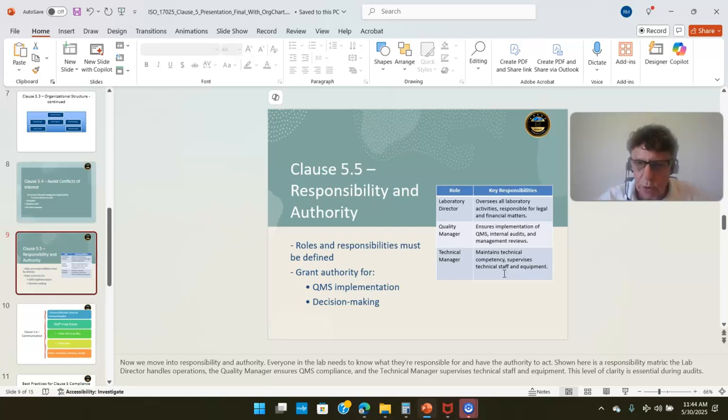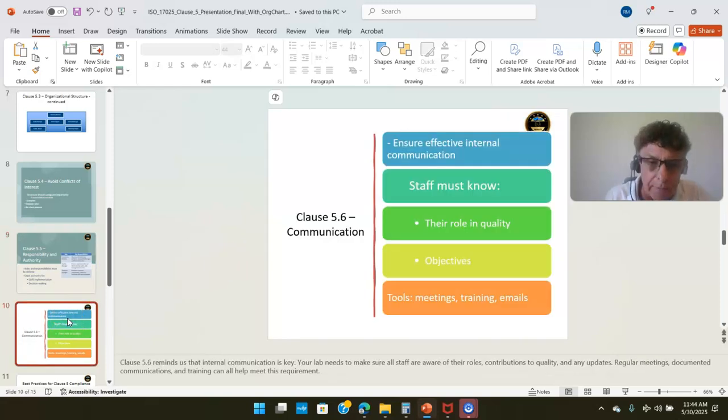Again, say what you do, do what you say, objective evidence proving that you do what you say you do. You'll probably hear me say that a few times. I want to drill that. As a certified auditor, this is what we are auditing, and if you don't have the documentation to support this, you will get a nonconformance. So moving on to clause 5.6, which is all about communication.